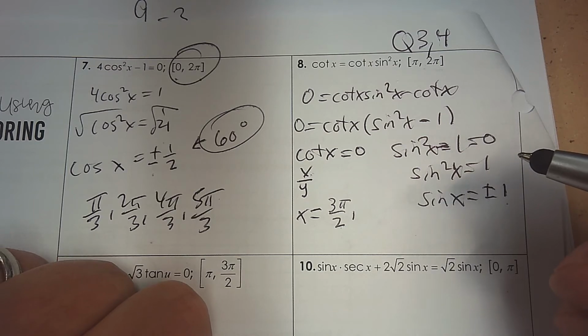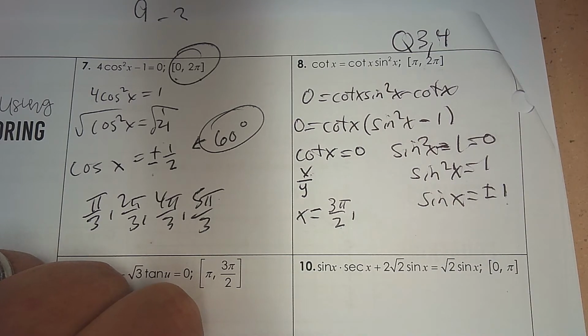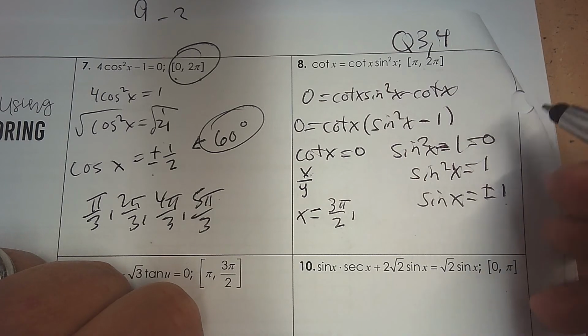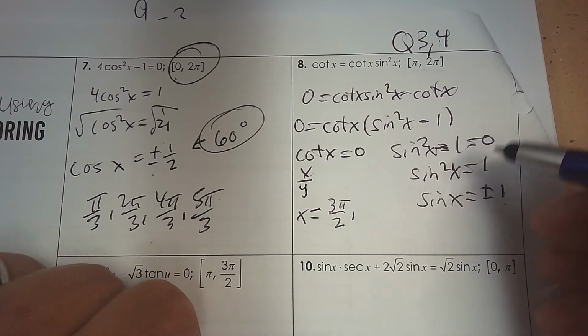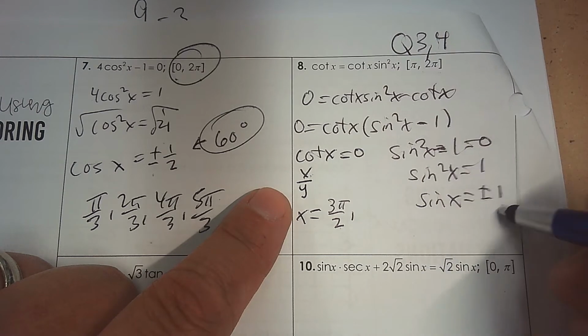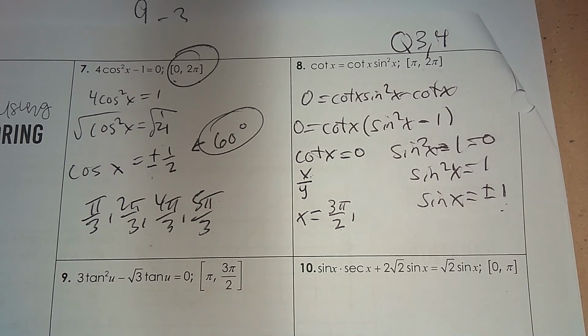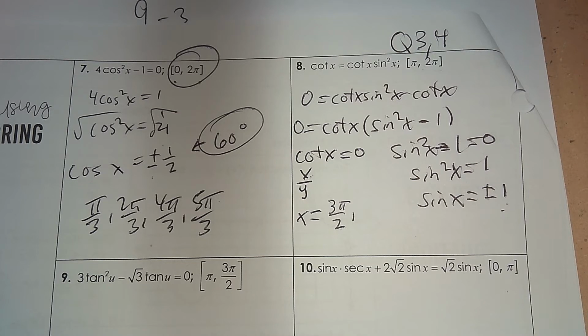Again, the answer key, anyways, I only get 3 pi over 2. I know they did a trig identity when they did that. I'm trying to think of what they did in terms of that. That was different than what I did. They subtracted that equal to 0, factored out cotangent.